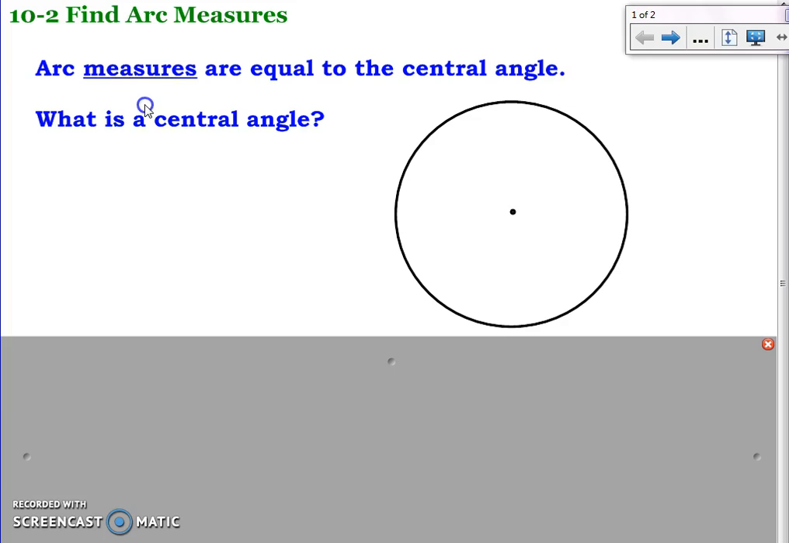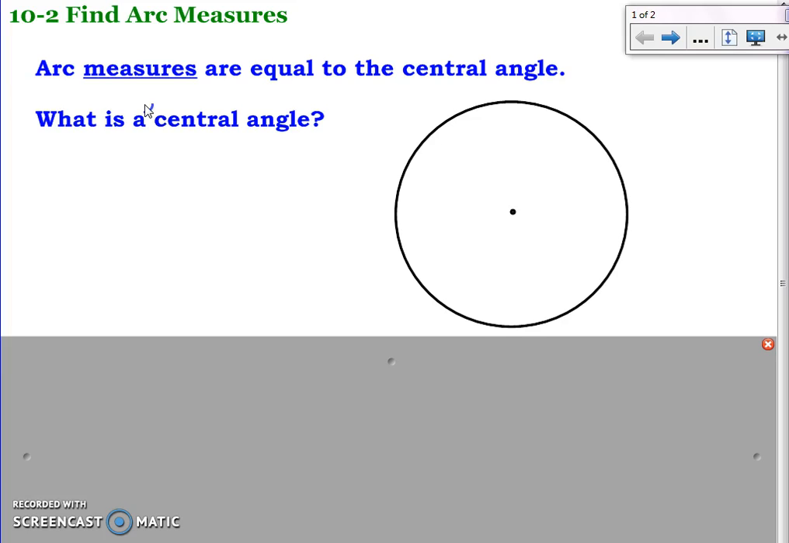All right, so we are going to start jumping into talking about a few different things with circles. We talked about tangent lines in our last section. Now we're going to be looking at arc measures. So the arc measure, not the arc length, but the arc measure is whatever the central angle measure is.